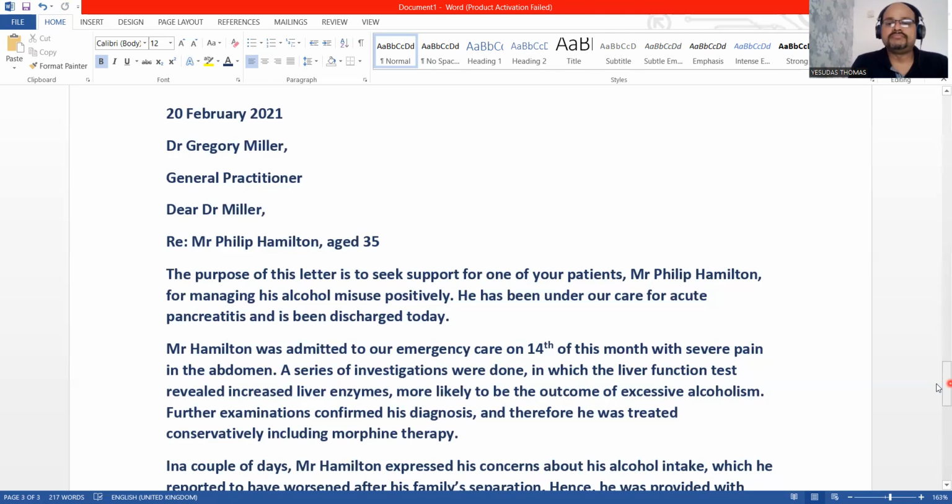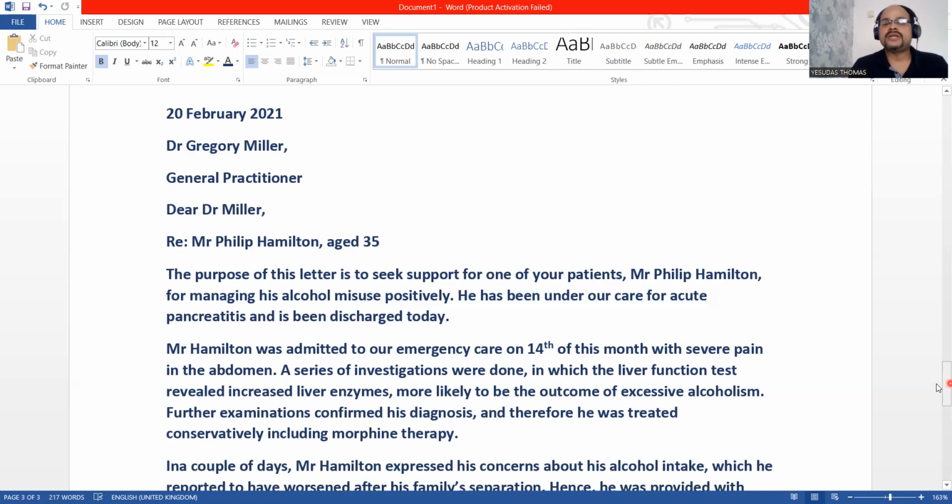Now, there is a condition here, that's acute pancreatitis. The problem started on 14th, he got admitted.